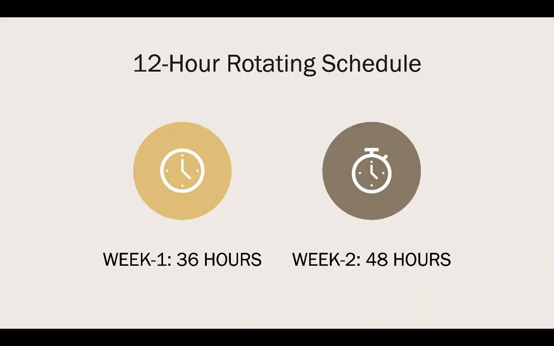All right. So we've got a number of different shift designs. We'll go through a few of the popular ones. First one being a 12-hour rotating schedule. So I'm on a 12-hour shift. I'm working day shift, 7 a.m. to 7 p.m. And I work this on a rotation where I work 36 hours in one week, work 48 hours the next week, and then I start all over again.